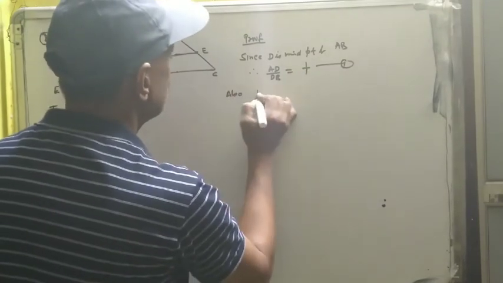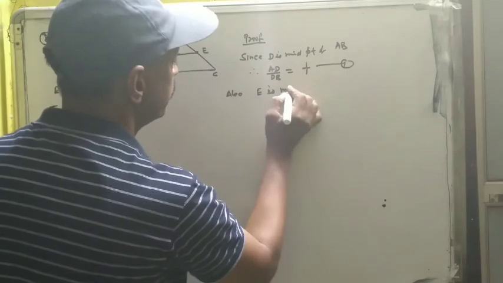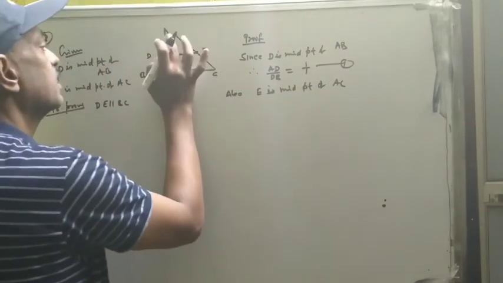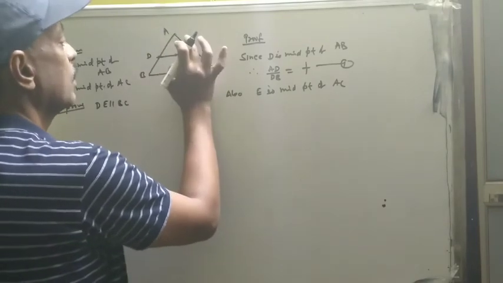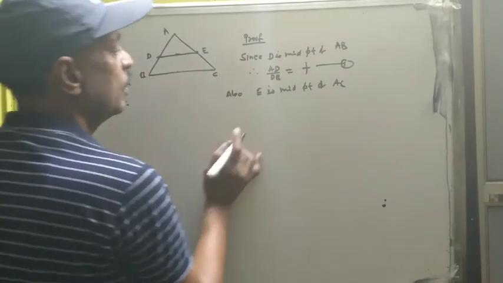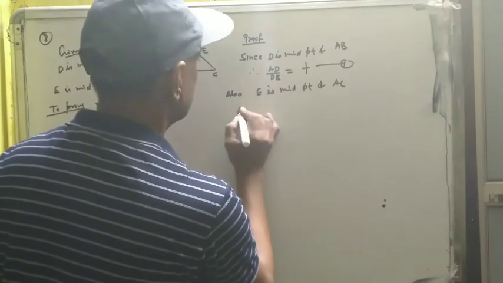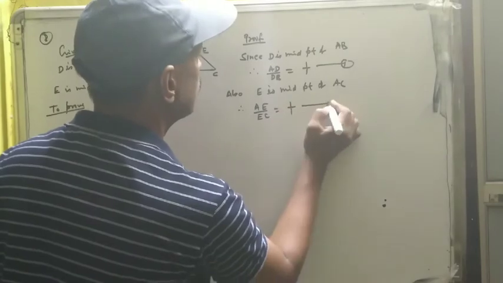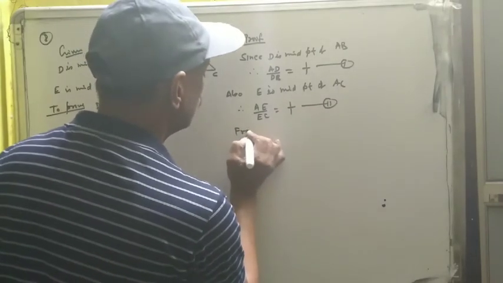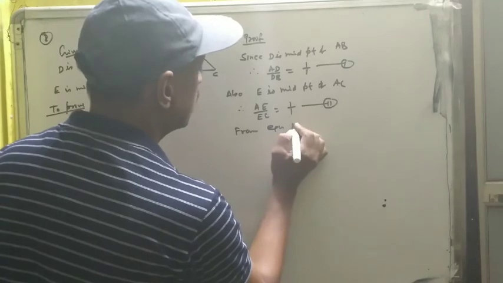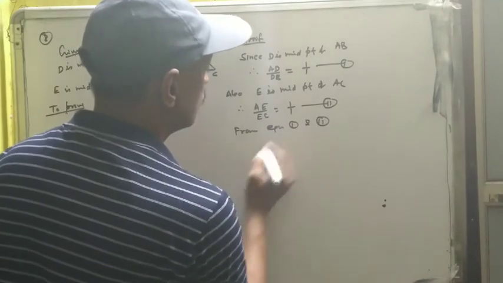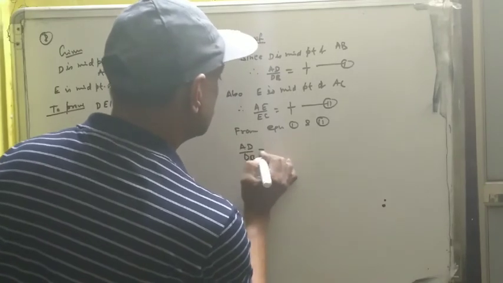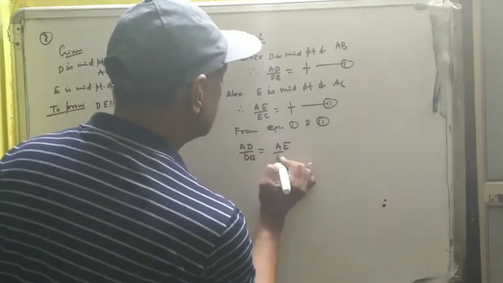Also E is midpoint of AC. D midpoint है AB का, तो AD by DB 1/1 सेम होगा, और उसी तरह AE by EC 1/1. So therefore AE by EC equal 1/1. From equation 1 and 2 you can see that the right sides are equal, both sides are 1/1. So we can write AD by DB equal AE by EC.